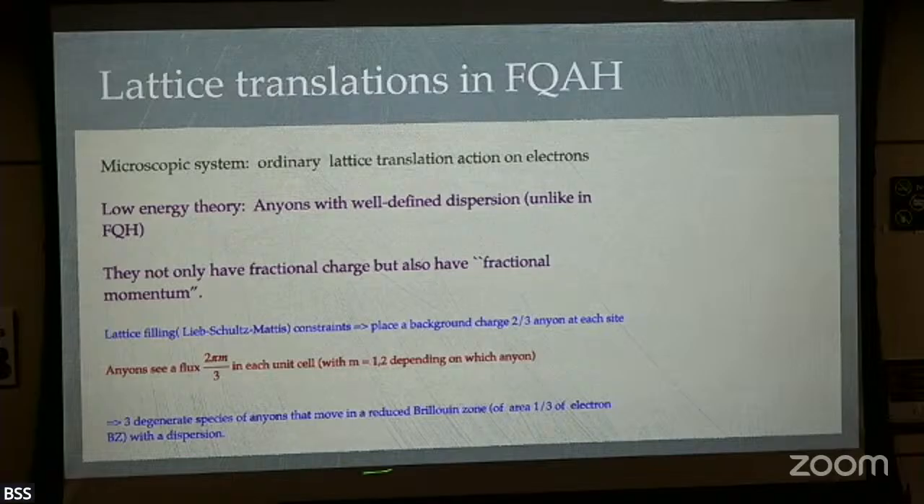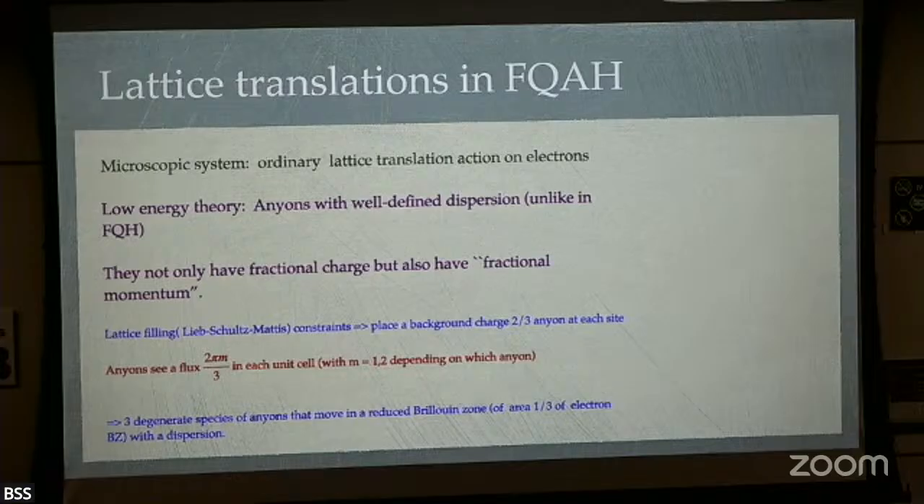I'm going to explain the words in these last few sentences. Let's see how it goes, right? So the low energy theory is projected to some low energy band. Are you considering all the bands in the microscopic system there? Yeah, I'm not specifying the microscopic Hamiltonian.